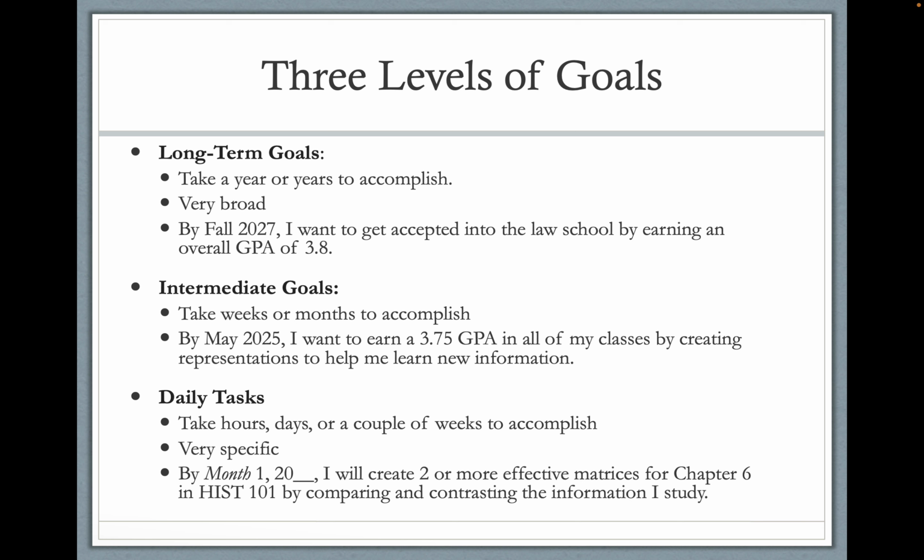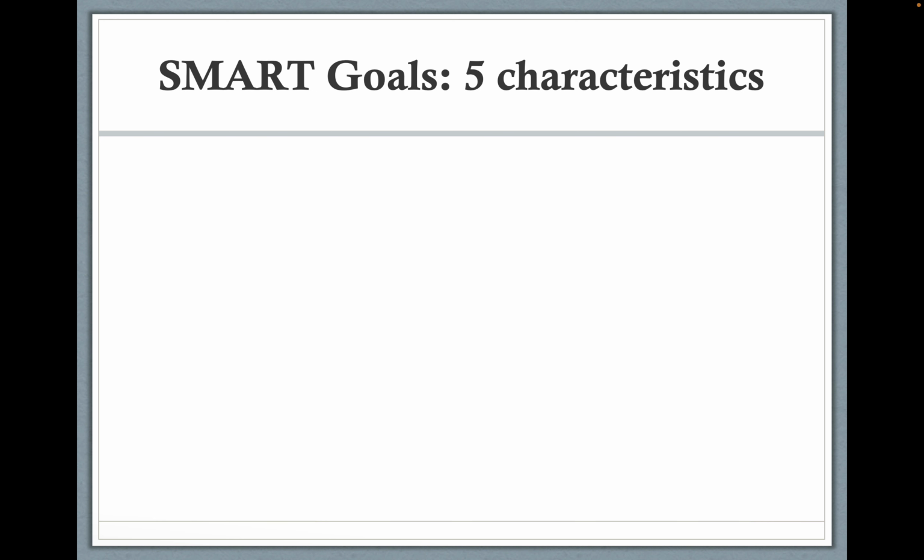Obviously, there are three levels of goals. You have the long-term goals, you have intermediate goals, and you have your daily tasks. Long-term goals take a year or years to accomplish, very broad. For example, by fall 2027, I want to get accepted into law school by earning an overall GPA of 3.8. Although fall of 2027 is pretty close, maybe I should have changed it to, let's say, 2030, right? Intermediate goals take weeks or months to accomplish. An example is: by May 2025, I want to earn a 3.75 GPA in all of my classes by creating representations to help me learn new information. Again, I should have changed it to, let's say, December 2026. And you have your daily tasks, right? They take hours, days, or a couple of weeks to accomplish, and they are very specific.